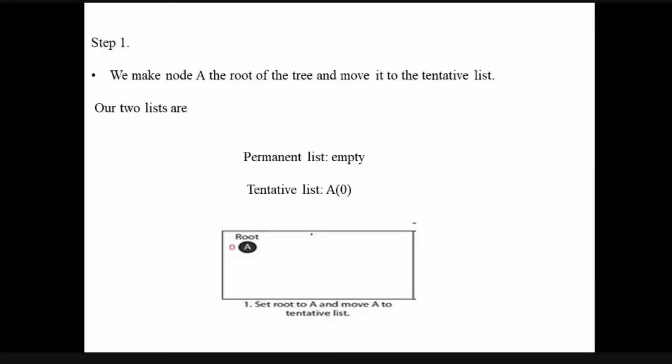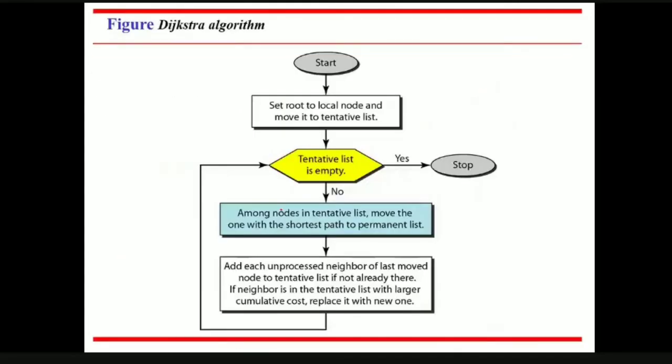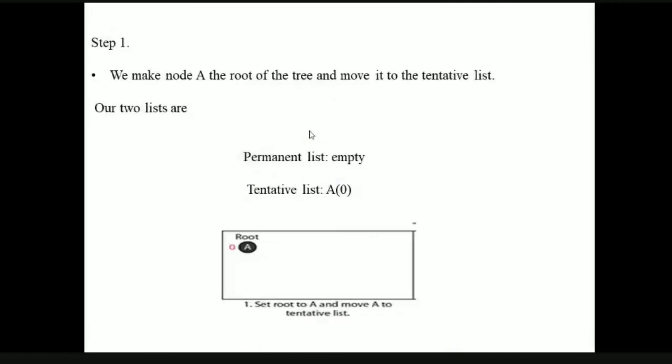Now, step one. What is our step one? If you see the algorithm, going back to the algorithm: set the root node to the local node and move it to the tentative list. Now, for our algorithm, what is the root node we are considering? We are considering root node as A, right? So we are making node A the root node of the tree, and according to the algorithm, after choosing the root node, we have to move it to which list? The tentative list. So we have chosen node A as the root node, and we move this root node to the tentative list.